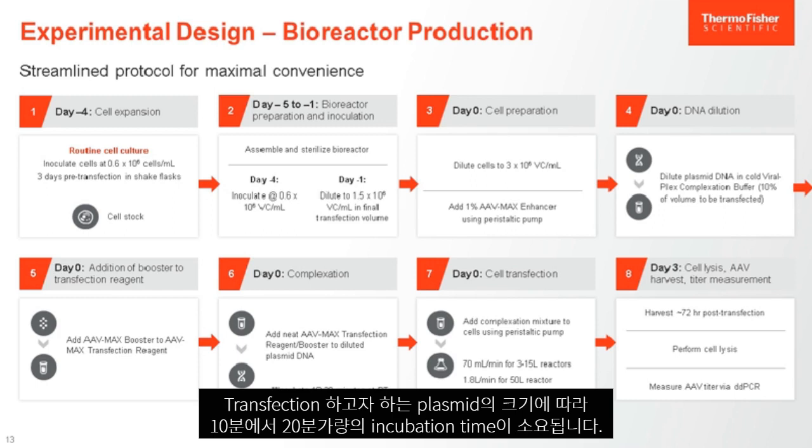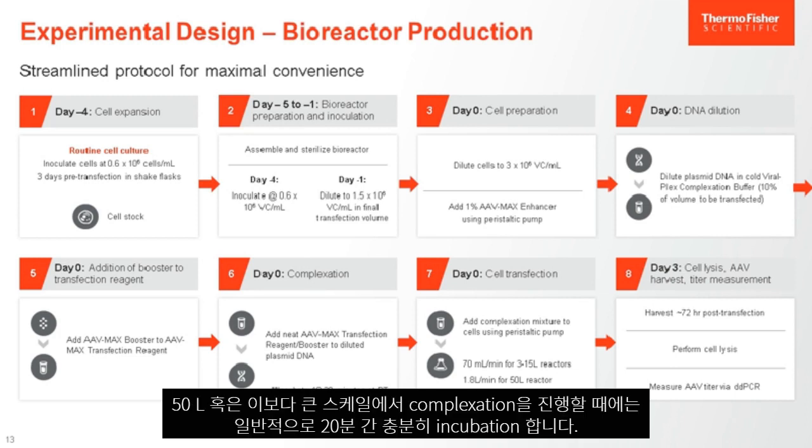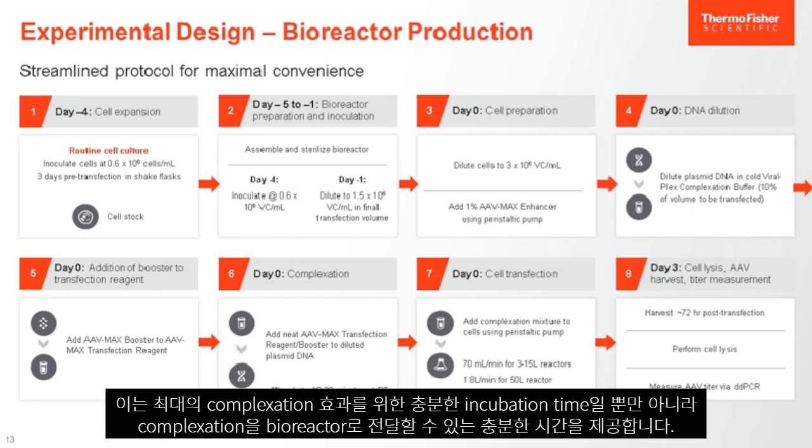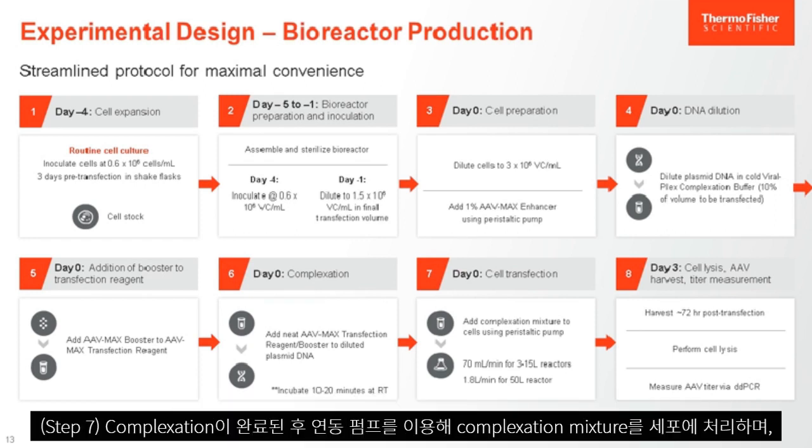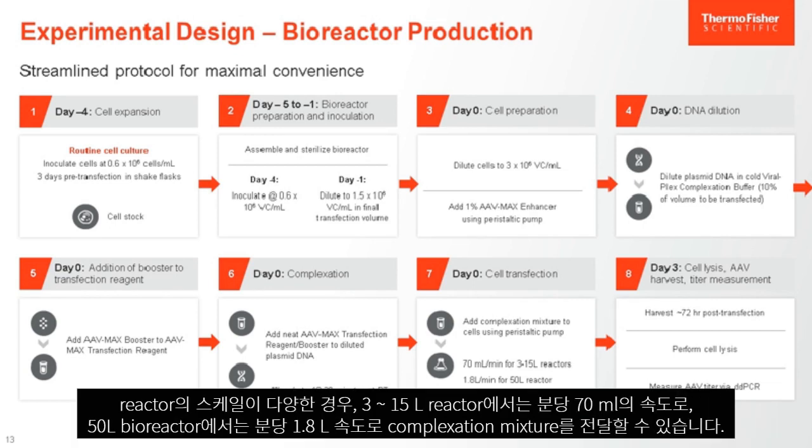And here, depending on the size of the transfection that you're performing, we would incubate between about 10 to 20 minutes. Typically, a 20-minute time is what we would utilize for a 50-liter or larger culture to ensure maximum complexation, as well as providing enough time to then hook up the complexation and deliver it into your bioreactor. So we would then add the complexation mixture to our cells using a peristaltic pump. And for the different sizes of reactors, you can see that about 70 mils per minute for 3 to 15-liter reactors and about 1.8 liters per minute for a 50-liter bioreactor.